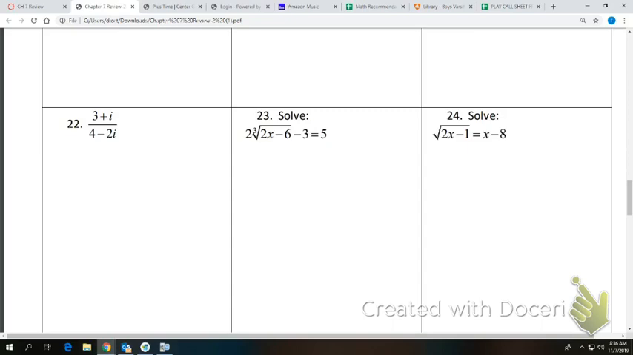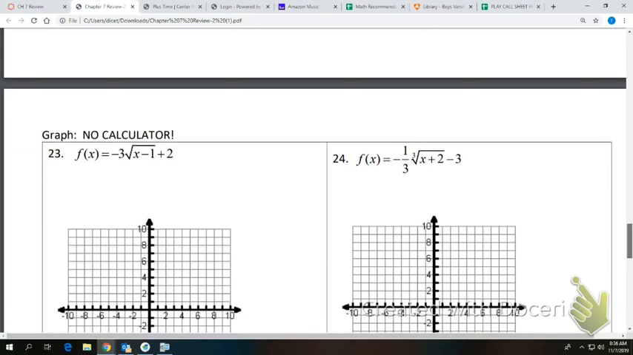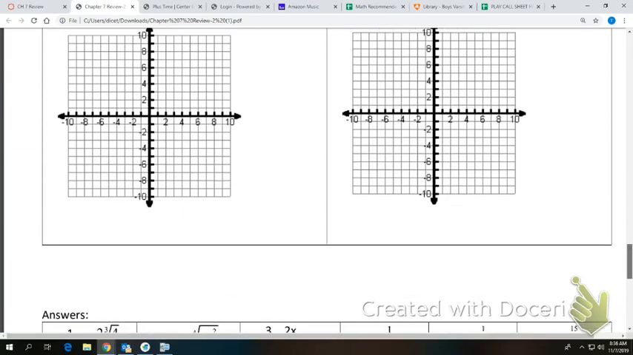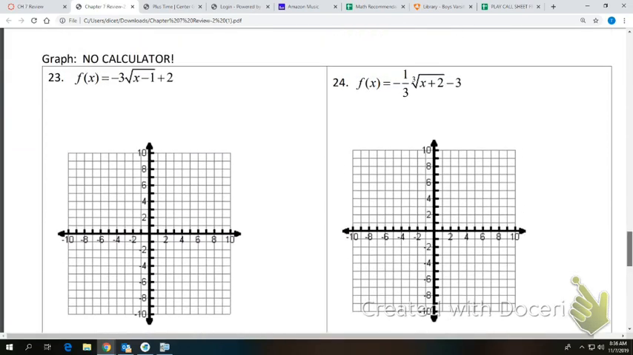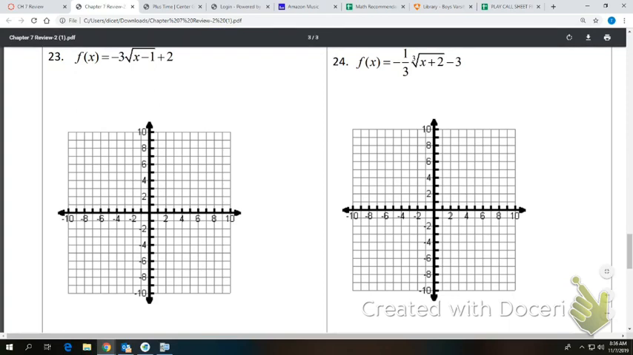Okay, and what else do we have here? Let's see. Oh, we have some graphs. You guys don't need me to go over graphing, do you? You guys got that down, right? You guys do want me to graph? I'm being sarcastic. I'm confident that you need me to go back over it one more time. I'm going to do both of them. The one on the left is a square root. The one on the right is a cube root. Okay, let's do the square root.